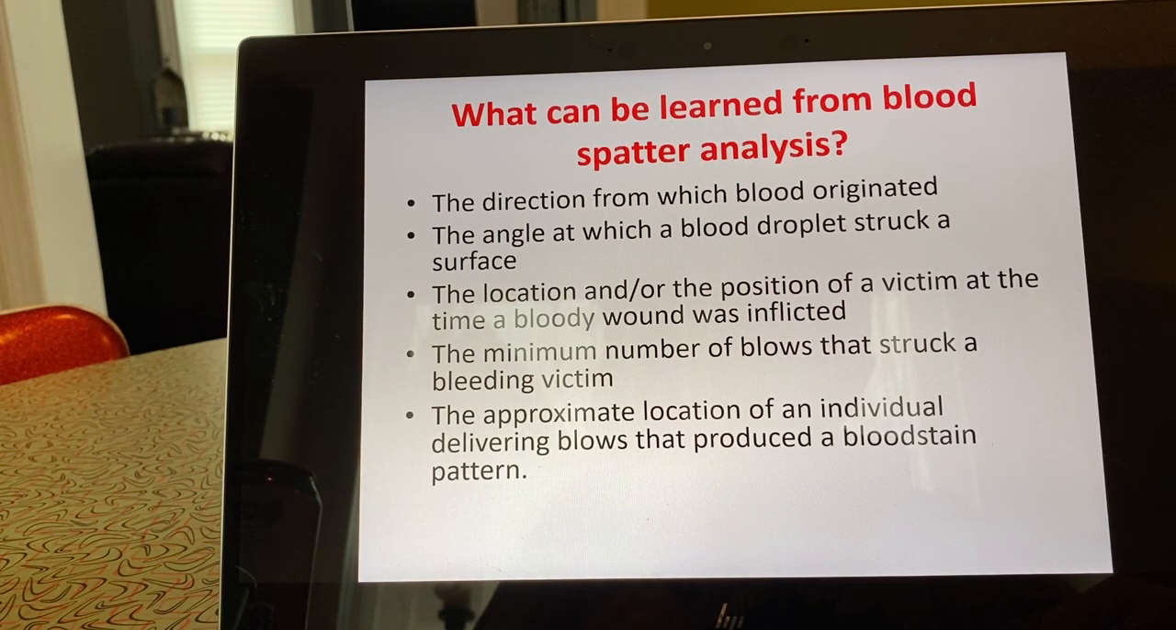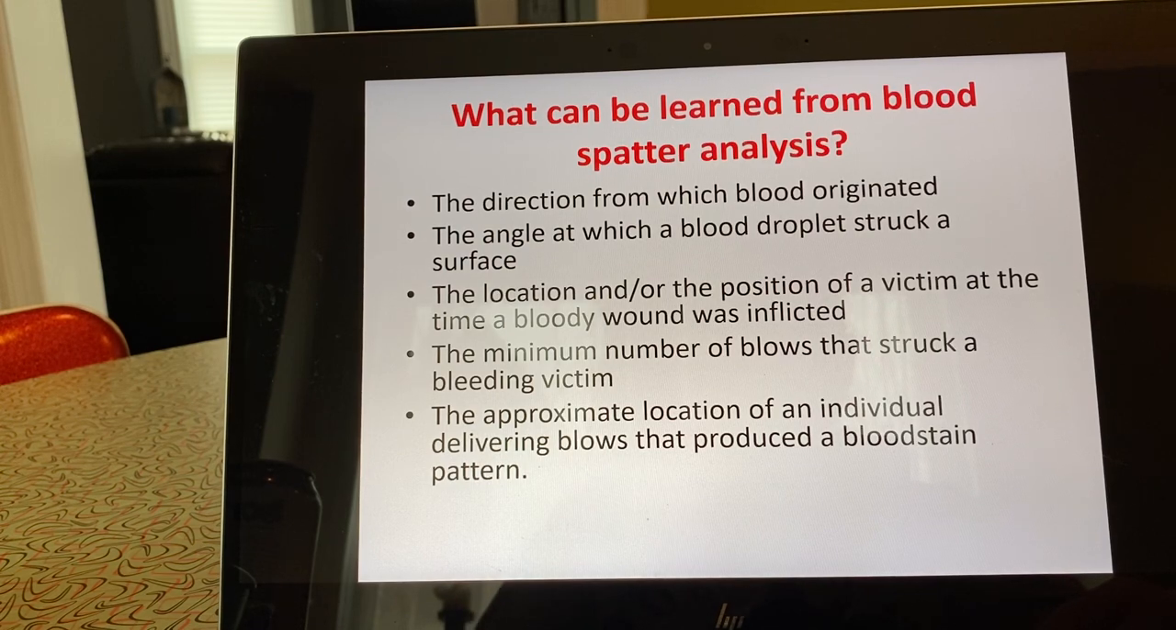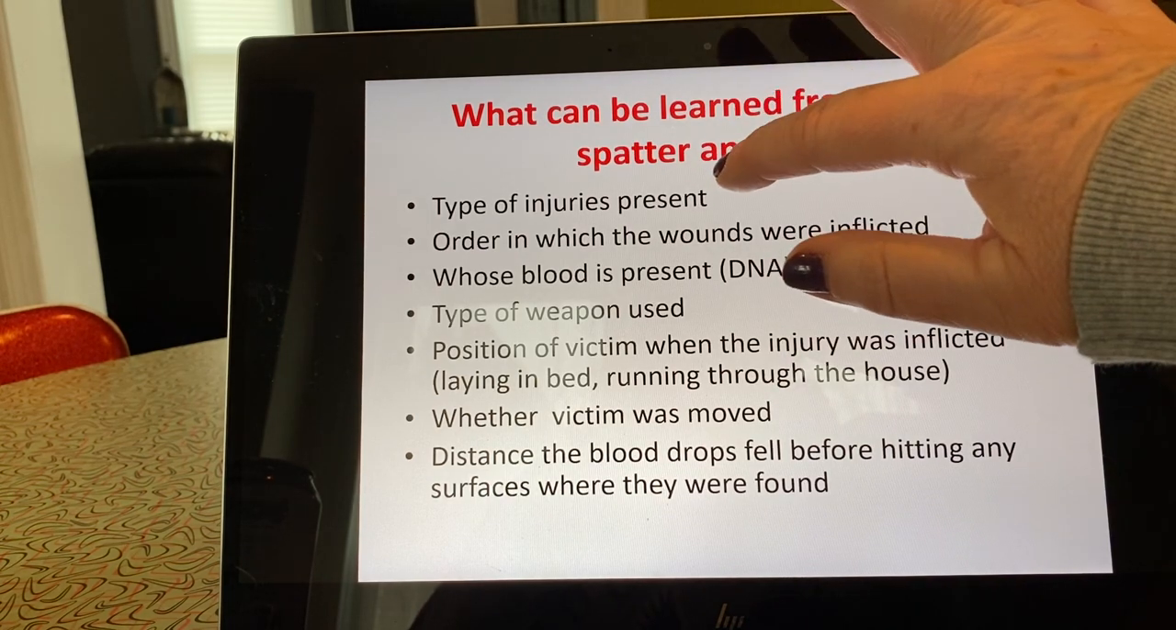You can tell the approximate location of the perpetrator, the person who's delivering the blows that produce that pattern. And it can tell you something about them. Were they right-handed, left-handed, approximately how tall they were. Okay, these two kind of go together.